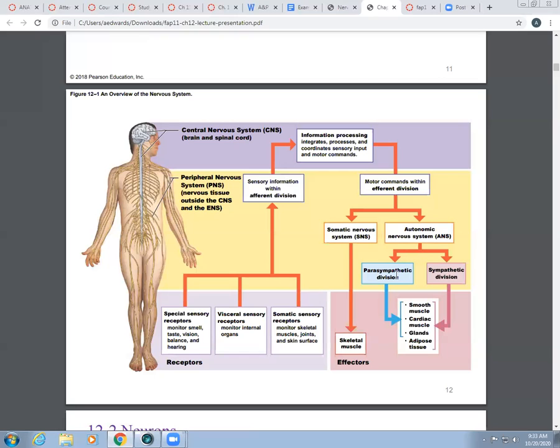Autonomic can be separated into sympathetic and parasympathetic. And it acts on smooth muscle, cardiac muscle, glands, and adipose tissue.